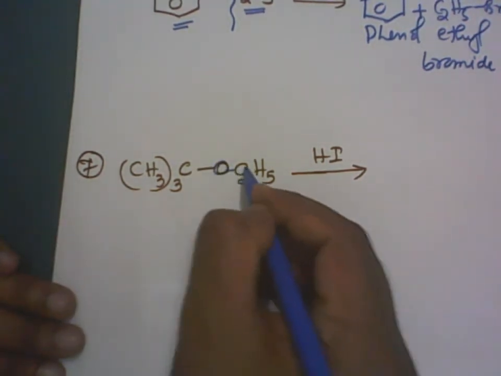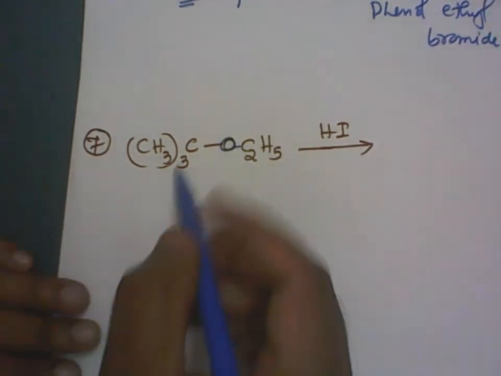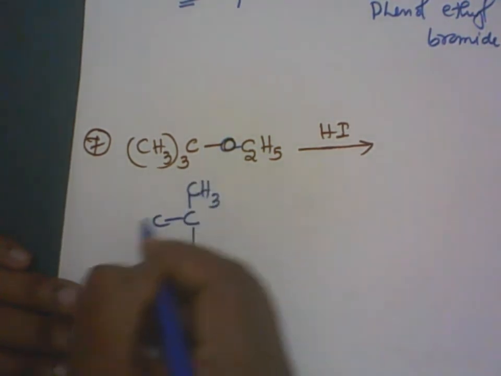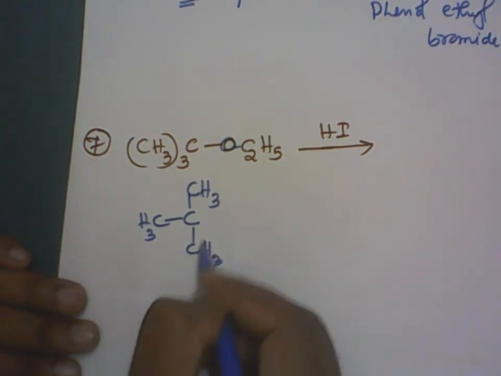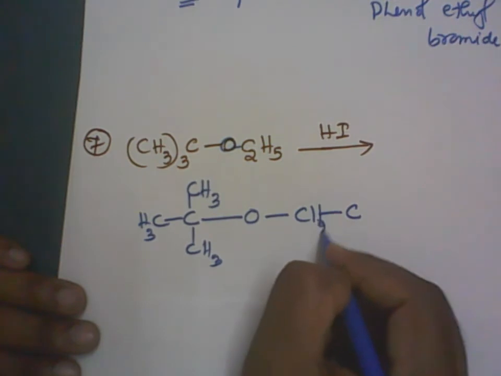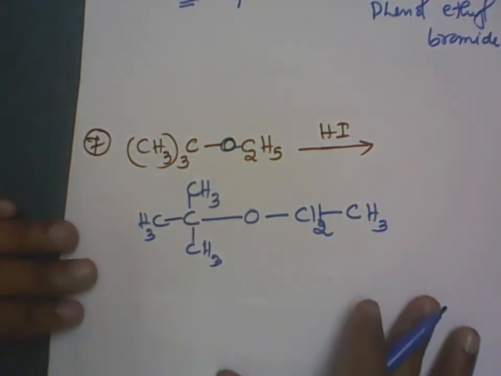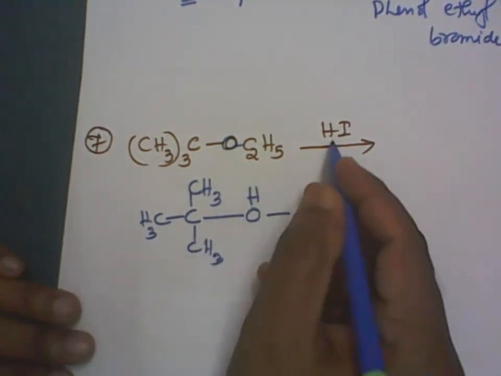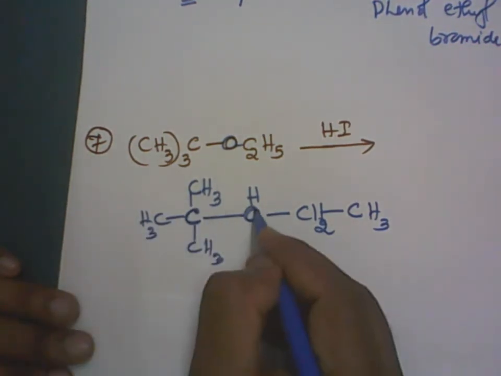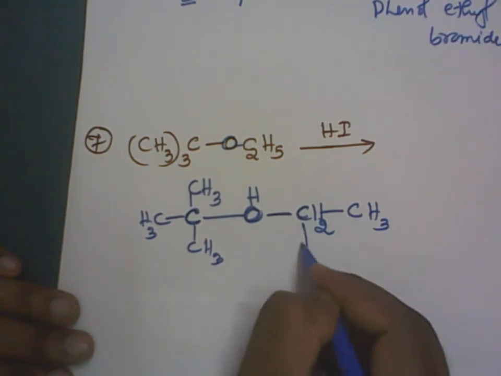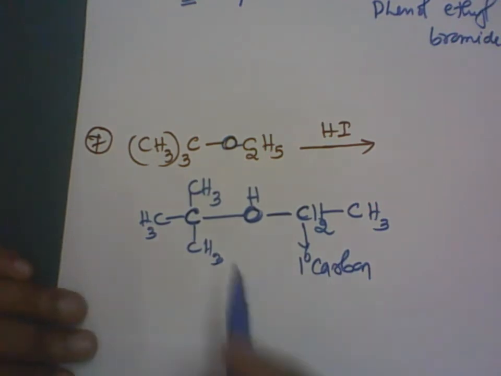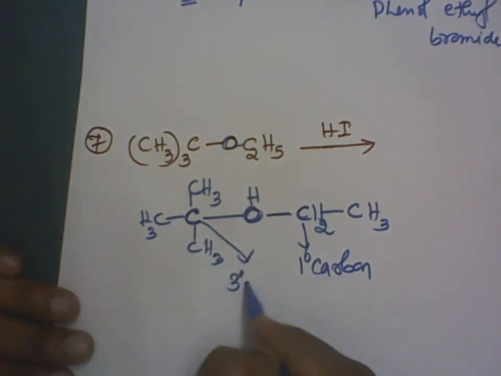Oxygen attached to a carbon atom. So let me write it down like this. This carbon is attached to 1, 2 and 3, so this is the tertiary carbon atom. Tertiary carbon attached to oxygen, then attached to 2 more carbon atoms, so it is a CH2 and CH3. HI reaction. Remember, hydrogen always goes with the oxygen. Either you have to break this carbon-oxygen bond or this oxygen-carbon bond. This carbon is a primary carbon atom, and this carbon is a tertiary carbon atom.